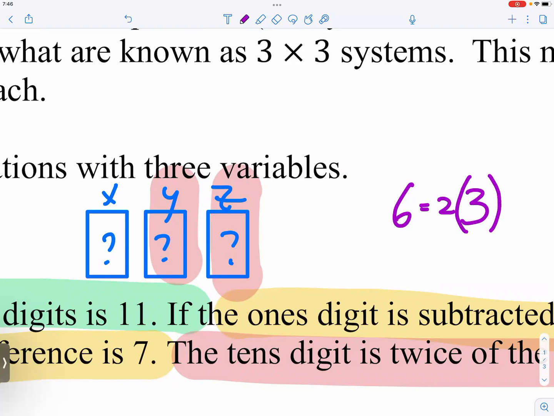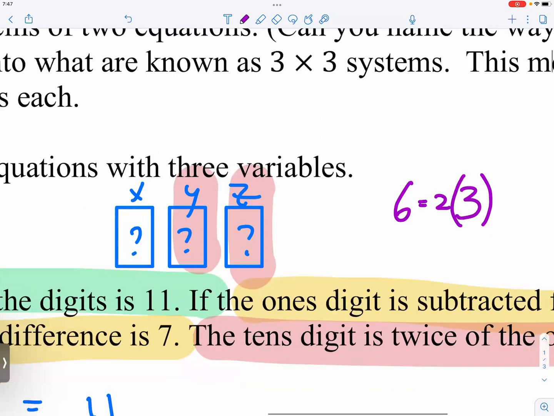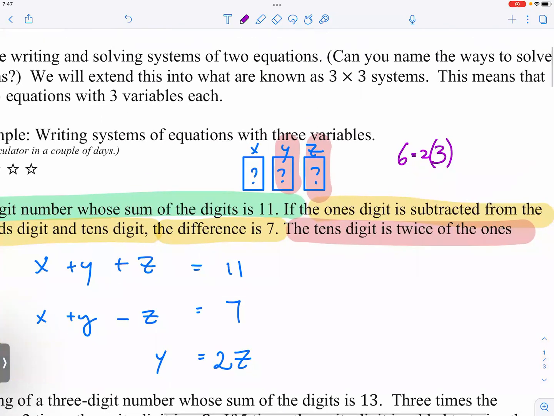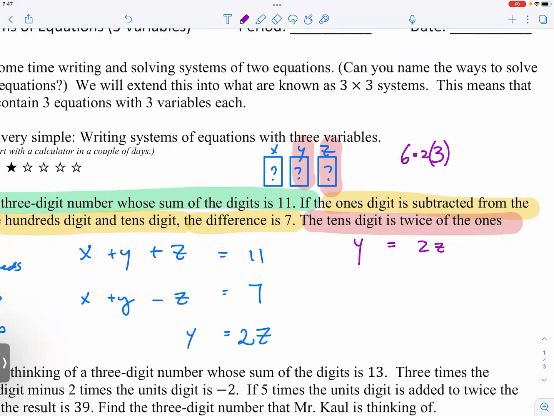Yes. An easy way to see it would be, under the tens digit, you can put y, and then under that you could put equals to 2z. You can do that too. Yeah, you can say y is twice the z. That works. That's a good suggestion.